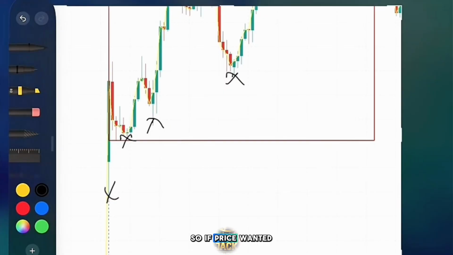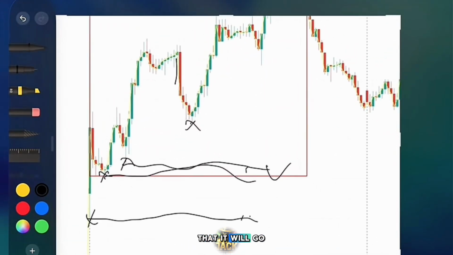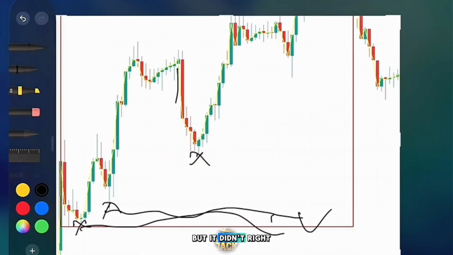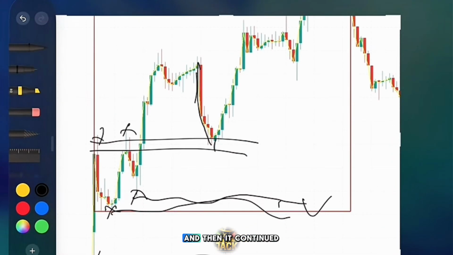So if price wanted to go down from this side, right, it needs to break this volume, right? This volume, and then this is the lowest volume. It needs to break all these three. Or if it breaks the first one, it's a good sign that it will go down, okay? But price didn't break. So what happened? Price came down. And here, at this point, which is the previous volumes here, it rejected from this area, and then it continued to go up. See?